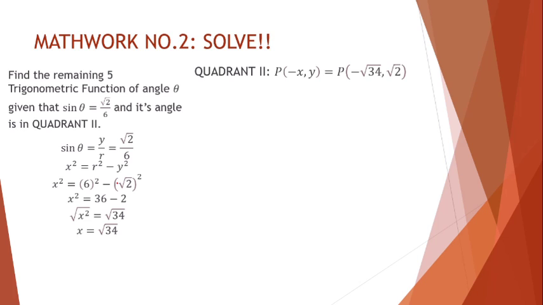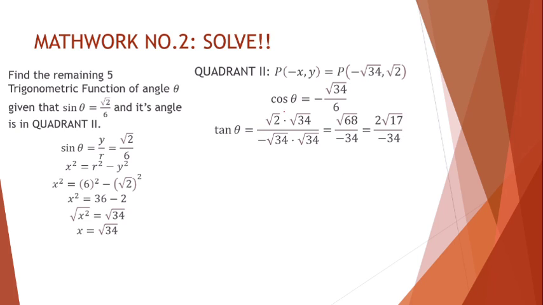So, now, ito nga yung inyong quadrant 2. We have negative x and positive y. So, therefore, we have negative square root of 34 and square root of 2. So, in your cosine, since meron tayong sine, your x is negative. So, we have negative square root of 34 over 6.